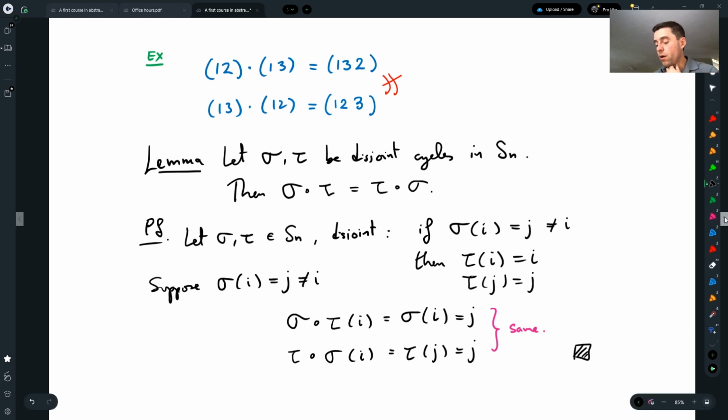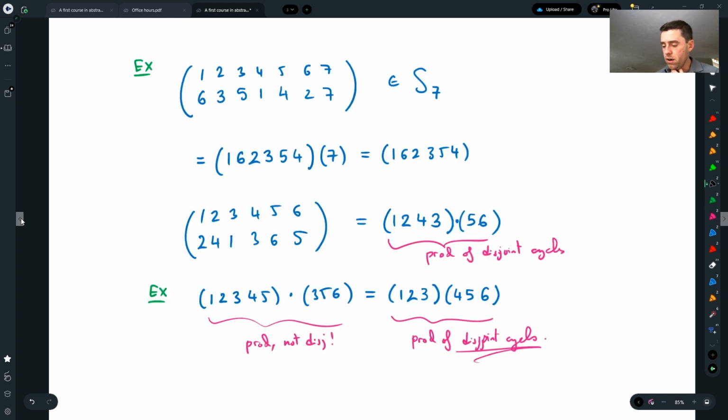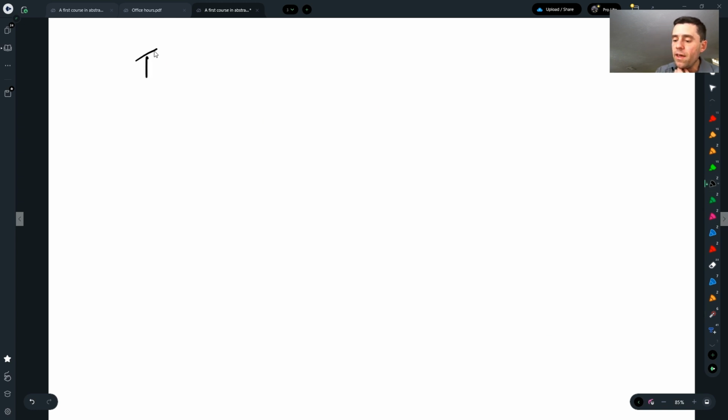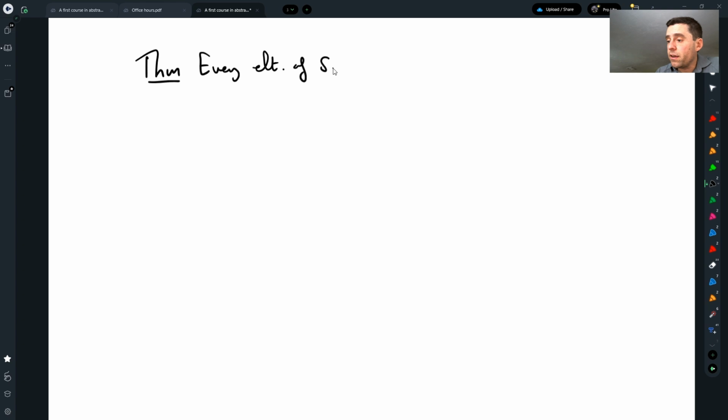And finally, I want to show that what we've done here, this process, a product of not disjoint cycles, any permutation, I've been able to write down as products of disjoint cycles. So let's prove that that is actually the case, and that every permutation, every element of Sn, can be written as a product of disjoint cycles.